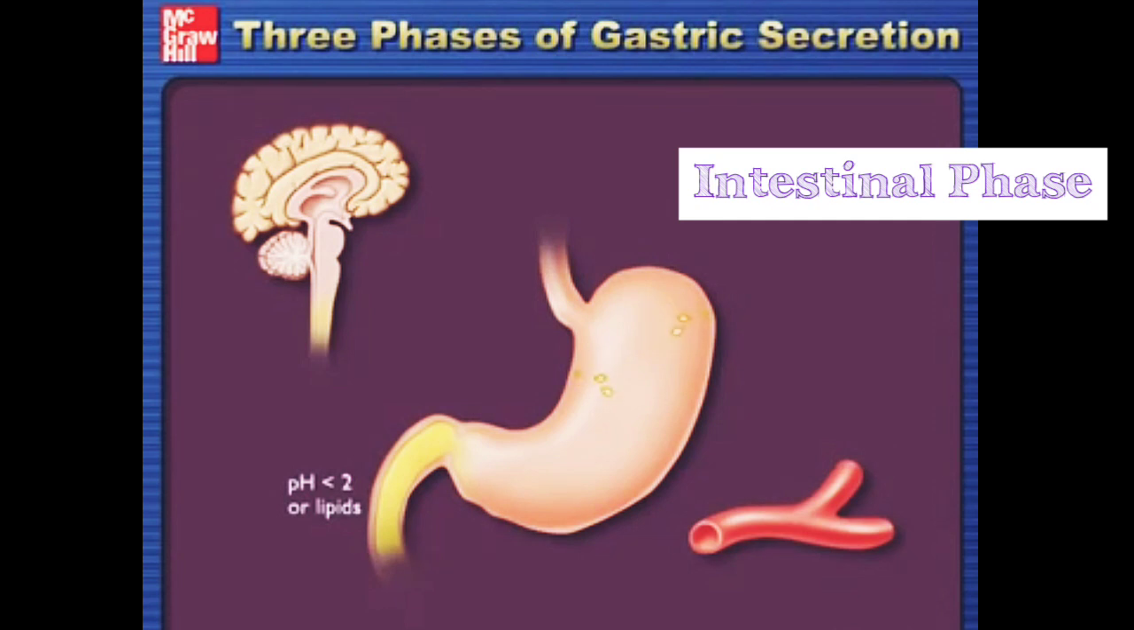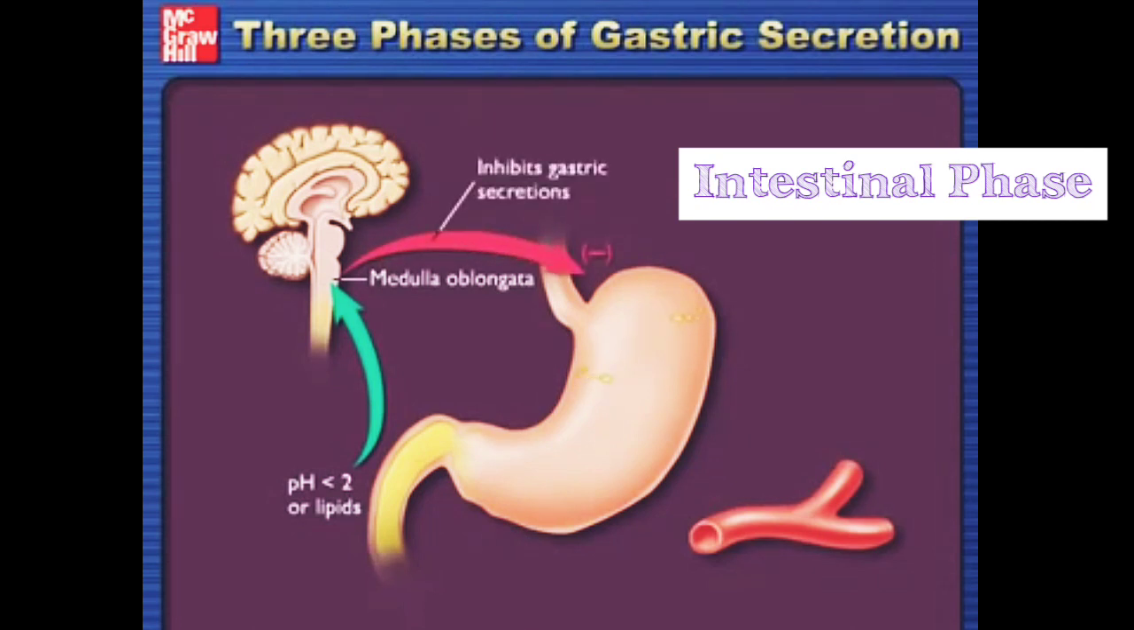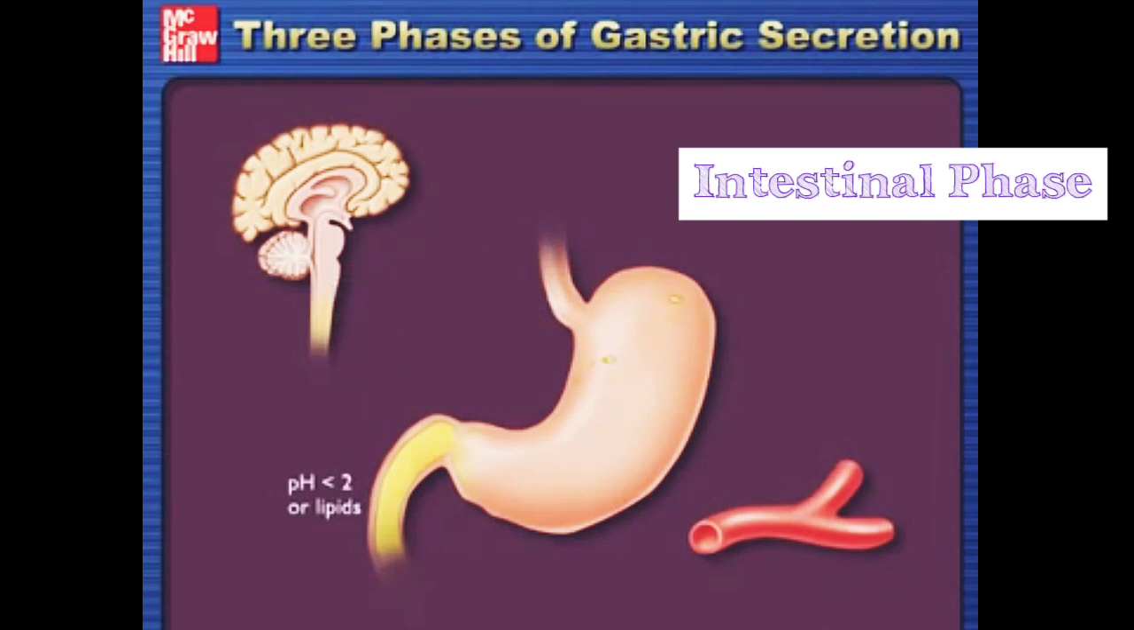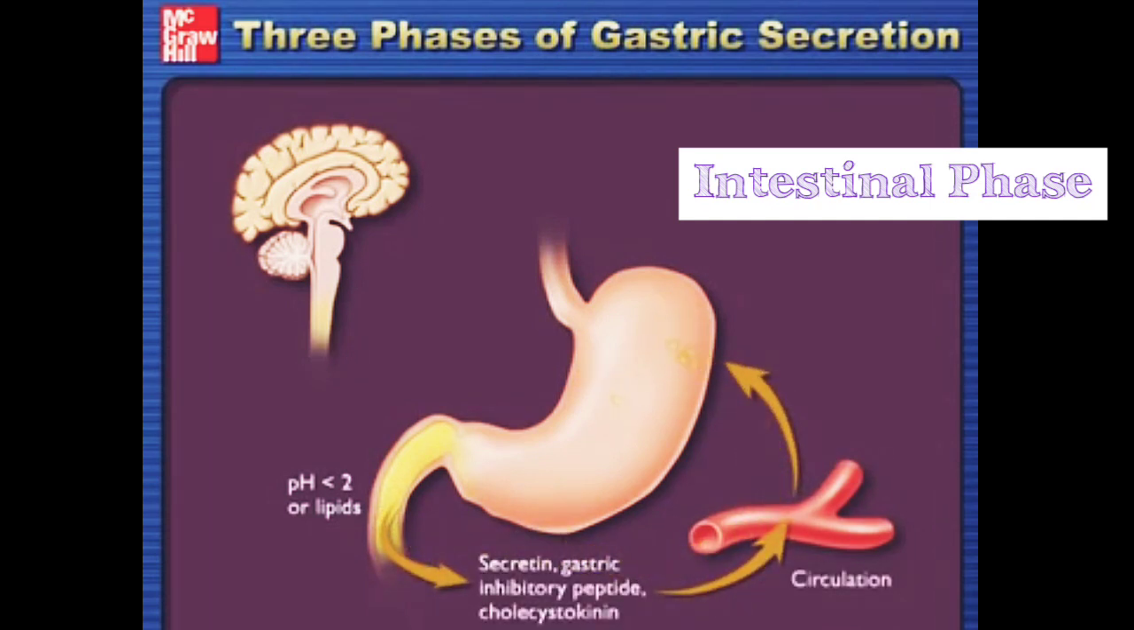The lipids and hydrogen ions inhibit gastric secretion by 3 simultaneous actions. First, they cause impulses to go to the medulla oblongata to decrease parasympathetic stimulation of the gastric glands. Secondly, they set up local reflexes via neurons in the wall of the gut that decrease gastric secretion. Thirdly, they cause the release of 3 local hormones which travel via the circulation to the gastric glands and inhibit their secretion.